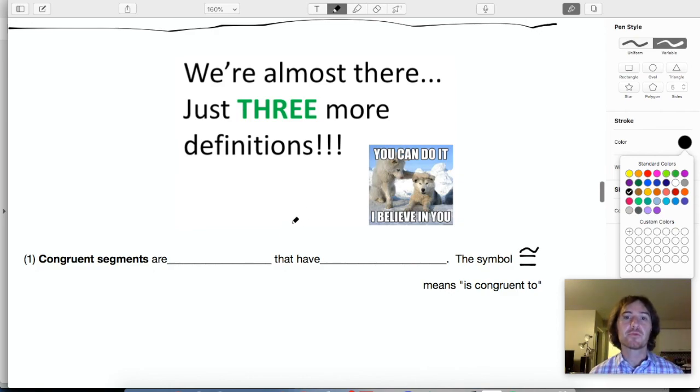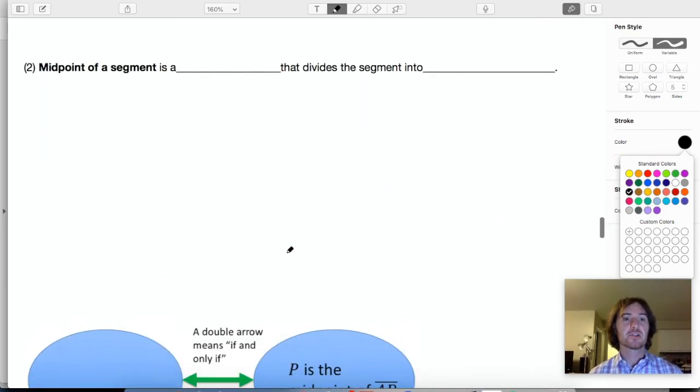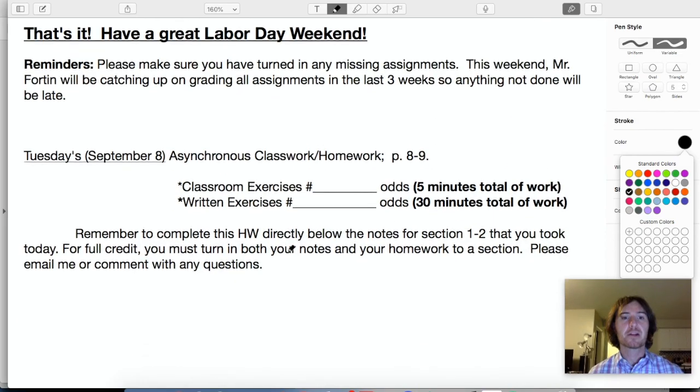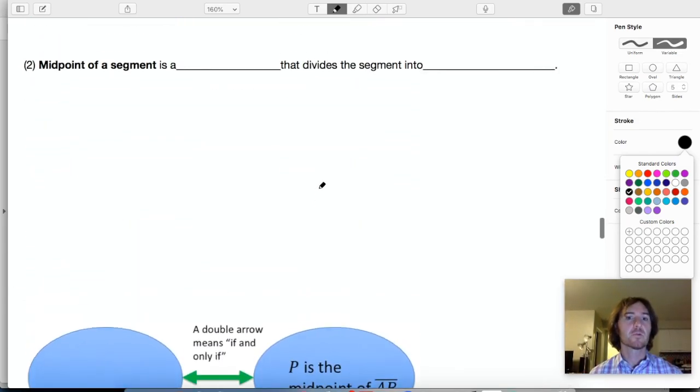Okay, we're almost there. Just 3 more definitions to go. You can do it. I believe in you. So let's get it here. We got 3 definitions, 1, 2, and 3. And then, hey, little practice problem. Maybe I'll talk about your homework and you'll have a good weekend.